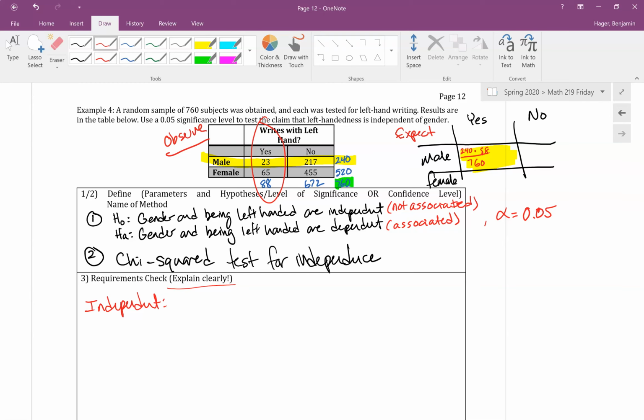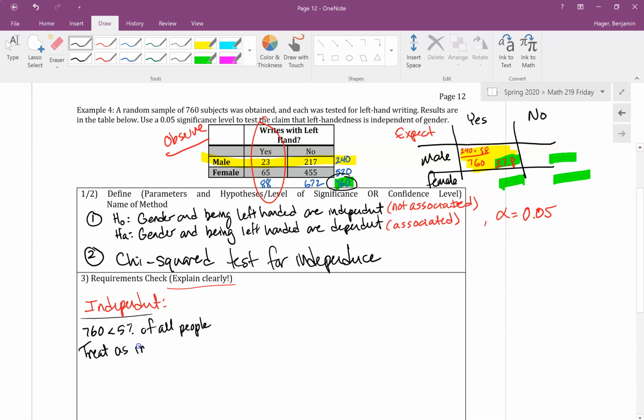I expect out of this group to get 27.8 left-handed folks. I'm sorry, males that are left-handed. That would be my expected value, and I would need to do that for all 4 of these categories. I'm going to resist the urge to do it and let StatCrunch do it for me, but it's doable. The reason I wanted to start cranking out these numbers is I could use the 5% rule here. Definitely 760 is less than 5% of all people, all males and females, so treat as independent.